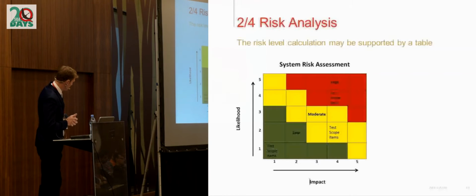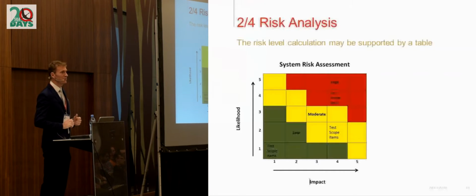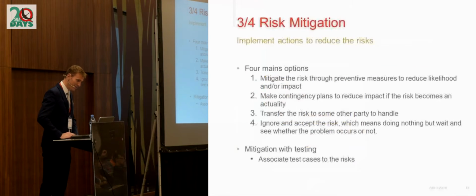So, for example, if you have a risk with a very low impact and a very low likelihood, you're not going to do anything with the risk. You're probably going to remove it from the list. And on the other side, if you've got a very high impact and a high likelihood, you're going to put a lot of effort on the risk. That's obvious.